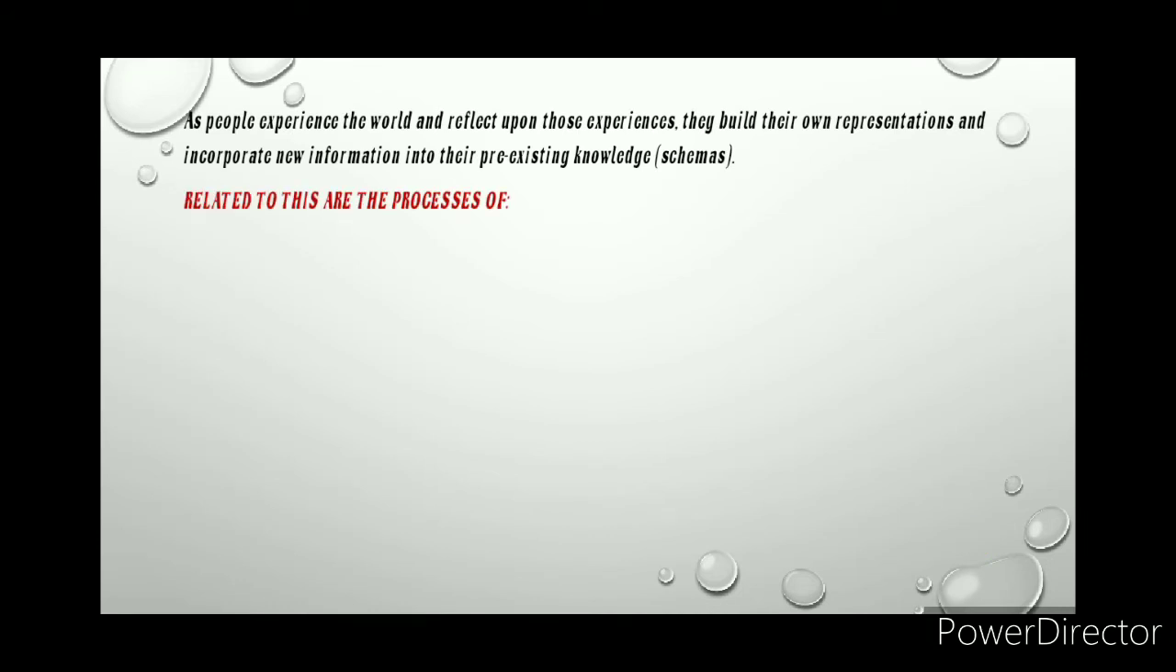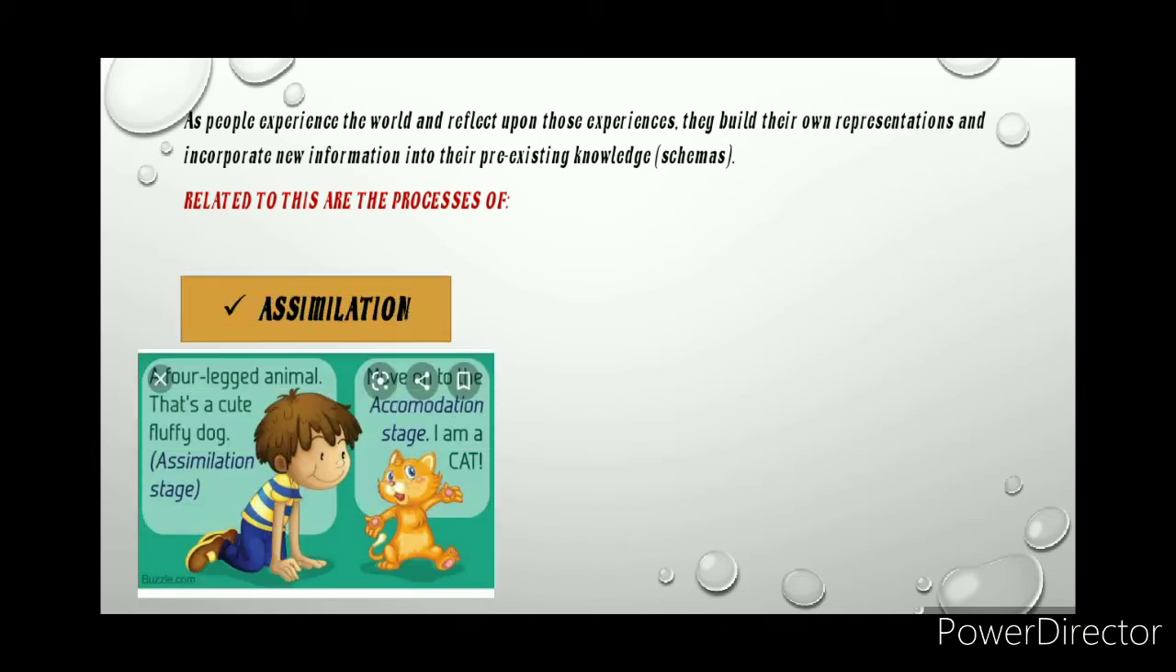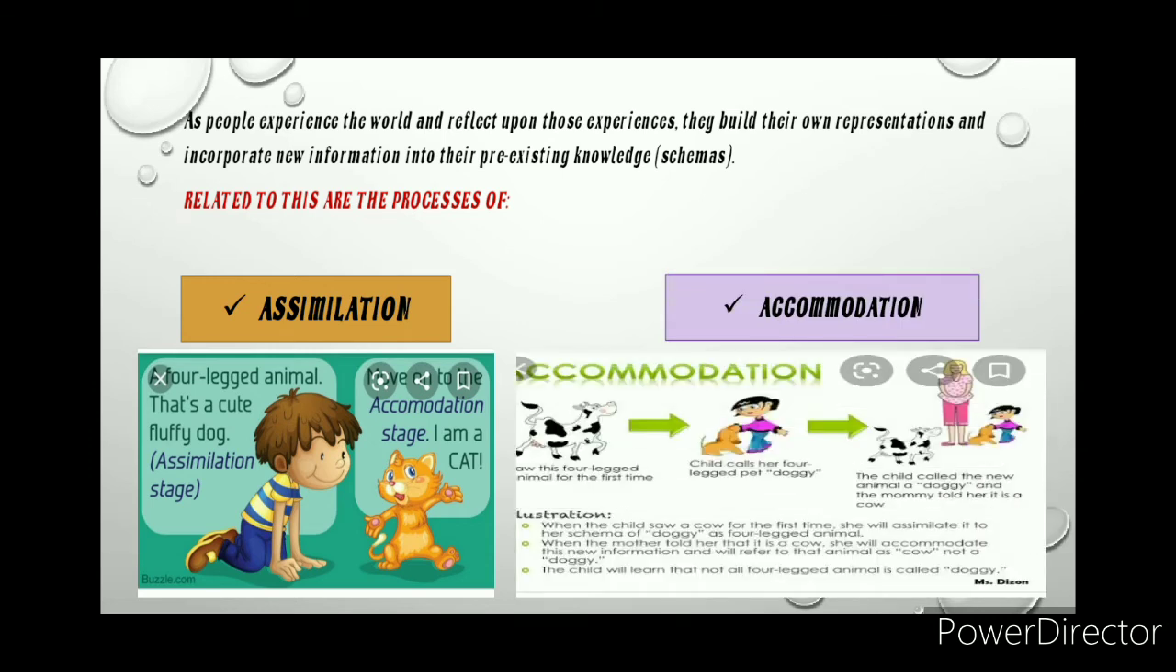As people experience the world and reflect upon those experiences, they build their own representations and incorporate new information into their pre-existing knowledge called schemas. Related to this are the processes of assimilation and accommodation. As obviously seen in the picture, in assimilation, every four-legged animal is supposed by the boy to be a dog. That is because assimilation refers to the process of taking new information and fitting it into an existing schema.